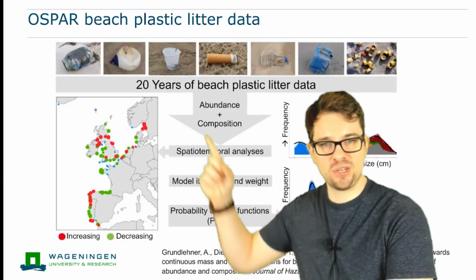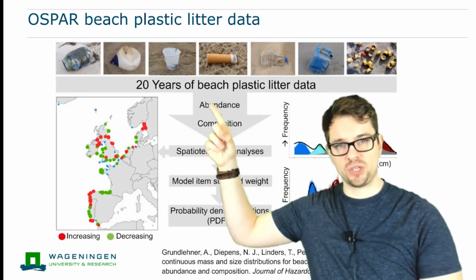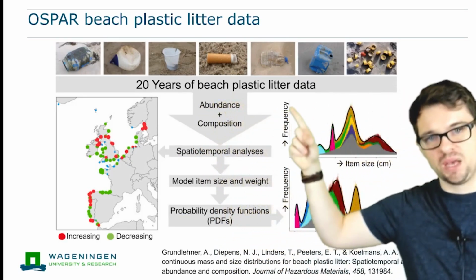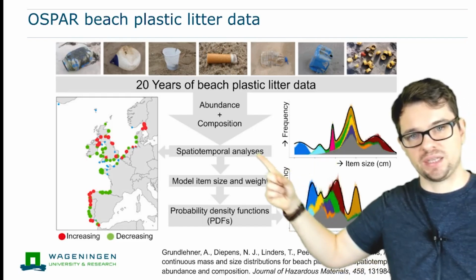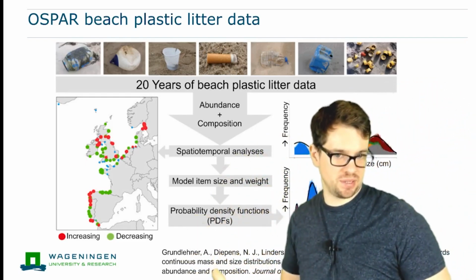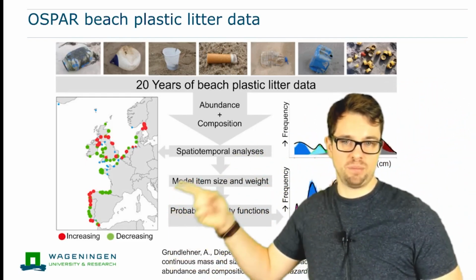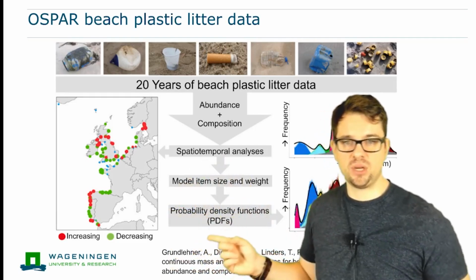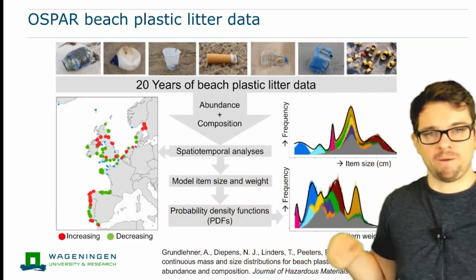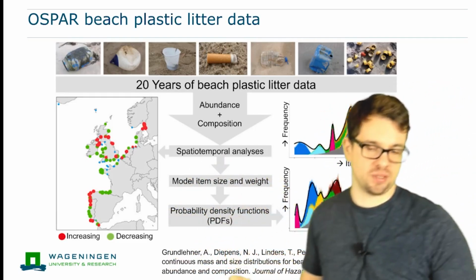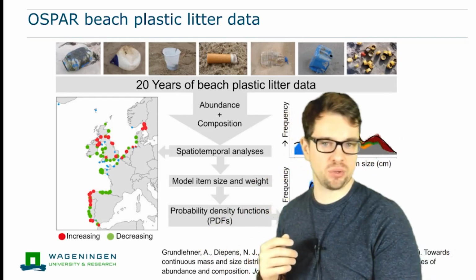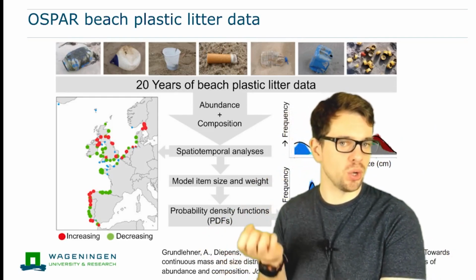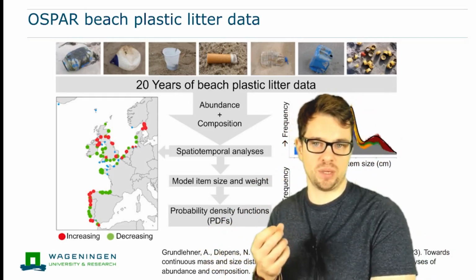And that can lead to these types of studies where you have 20 years of beach plastic litter data, where you can really start to analyze how the change happened in the last 20 years at different beaches, where it was increasing, where it was decreasing, and what the causes of that are, which is the subsequent question that you can try to answer once you know in what locations it increased and where it decreased.